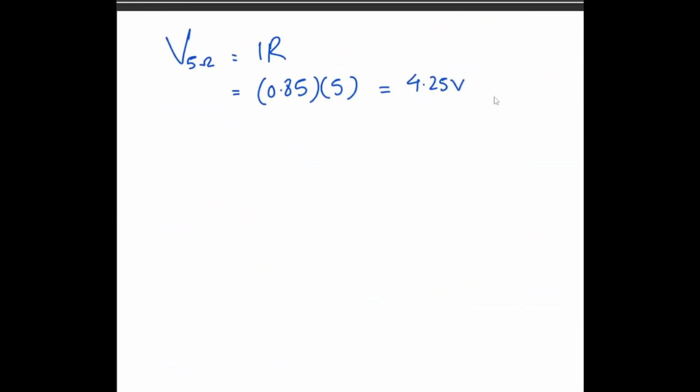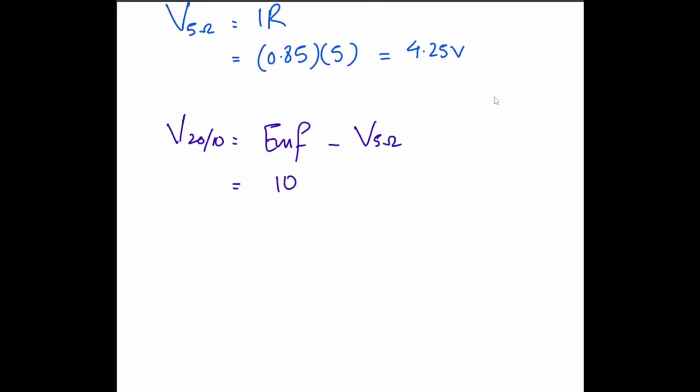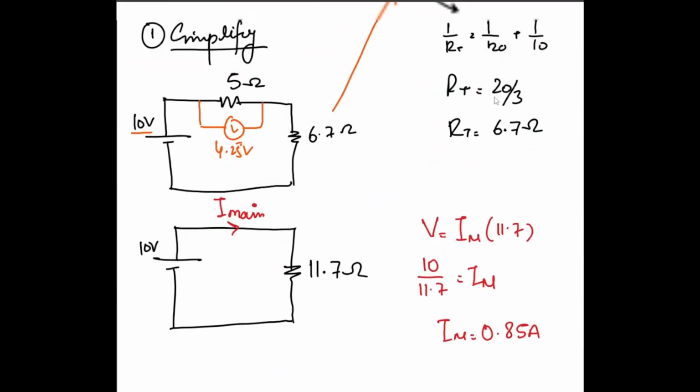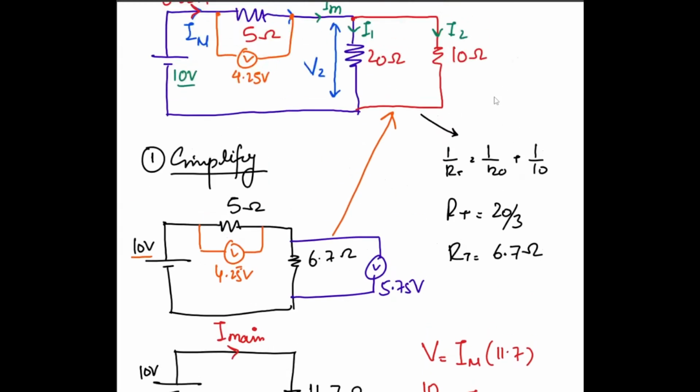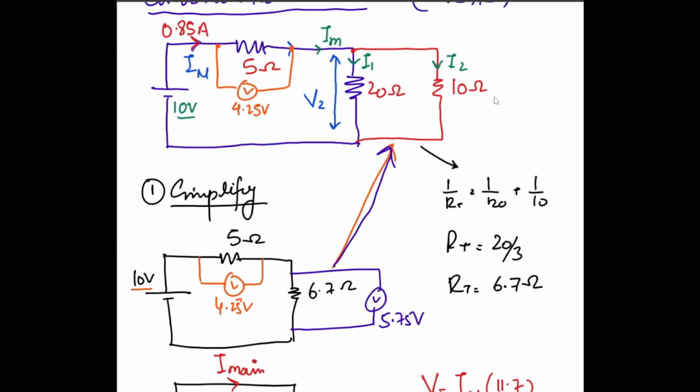Right? So my logic would be that the voltage of the 20 and 10 ohm resistors should be EMF minus the voltage consumed by the 5 ohm resistor. So the EMF available to my electron was 10 volts, and the consumed voltage from it has been 4.25. So I can simply subtract this from this, and I get 5.75. So 5.75 volts are now available to the 6.7 ohm combinational resistor, which again represents the individual identity of the 20 ohm and 10 ohm resistors. Do we understand this point?